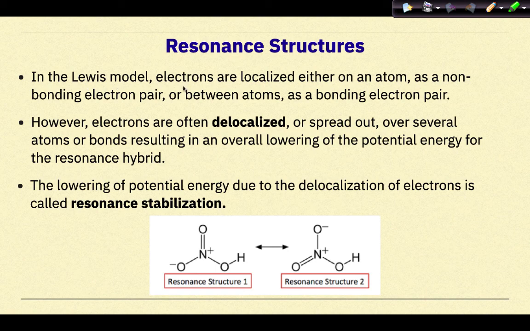In the Lewis model, electrons are localized either on an atom as a non-bonding electron pair or between atoms as a bonding electron pair. However, electrons are often delocalized, or spread out over several atoms or bonds, resulting in an overall lowering of the potential energy for the resonance hybrid. The lowering of potential energy due to the delocalization of electrons is called resonance stabilization.